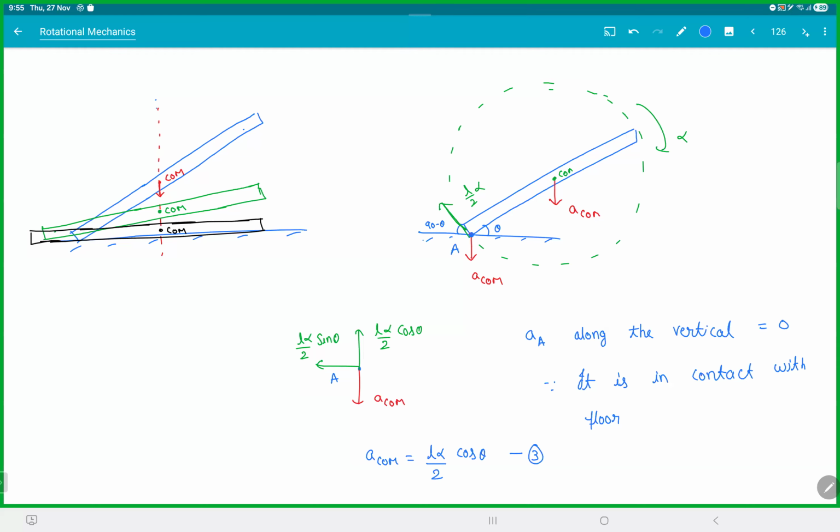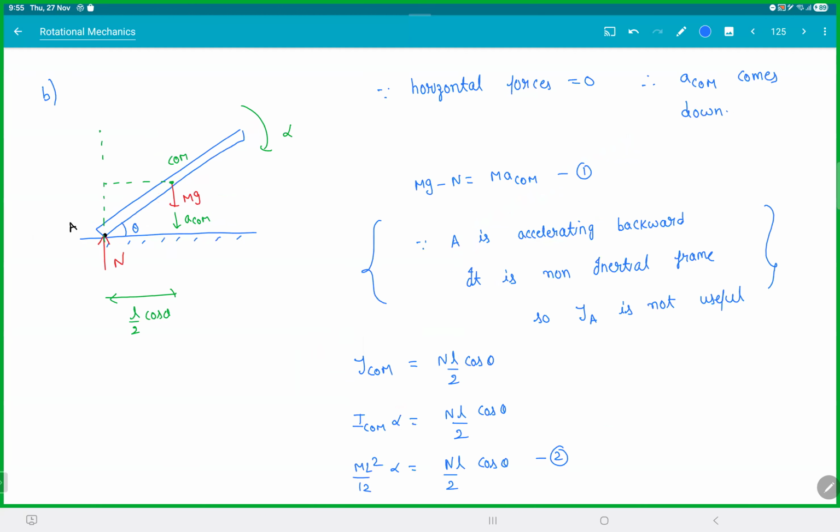Are you clear with the concept there? So first of all, the center of mass is always falling straight. You need to figure that out. For the force equation, you can't take torque about point A because A is sliding. It will have an acceleration, so it will be a non-inertial frame. Take torque about center of mass. Third, the point A is not going up and down, so its vertical acceleration must be 0.